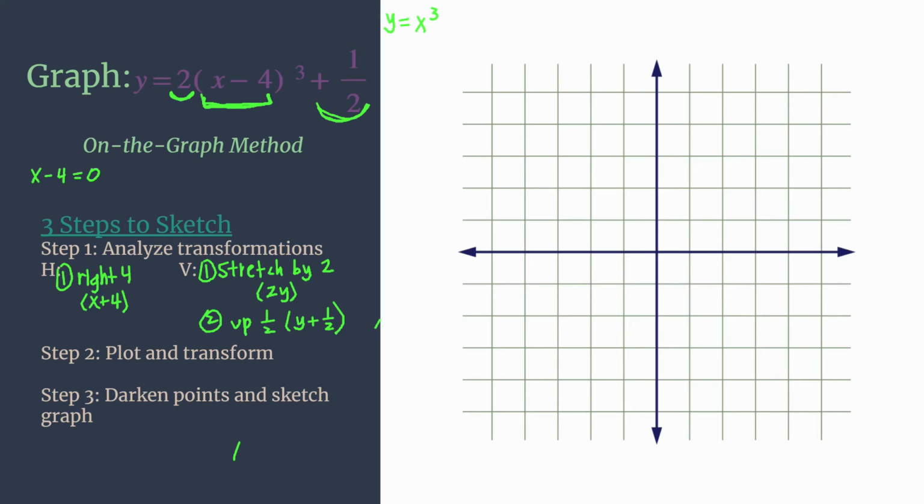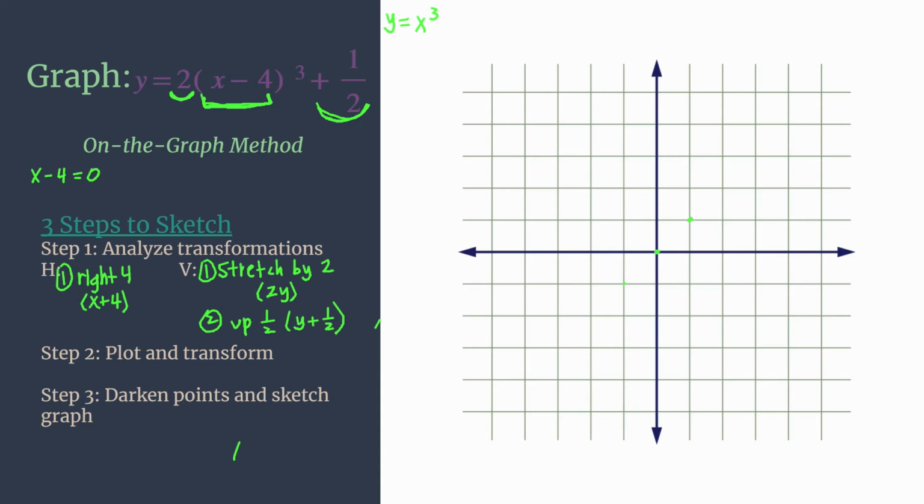All right, so now that we've analyzed our transformations, we move on to step 2, plot and transform. So we'll first start by plotting our parent function, and we'll do that in green. Okay, lightly plot this. And we know that it's our vertical snake, so it also includes points like (2, 8) and (-2, -8). And we won't plot those, as they are a little bit off our grid, but it's just a good thing to keep in mind so that you aren't confusing this with the cube root function.